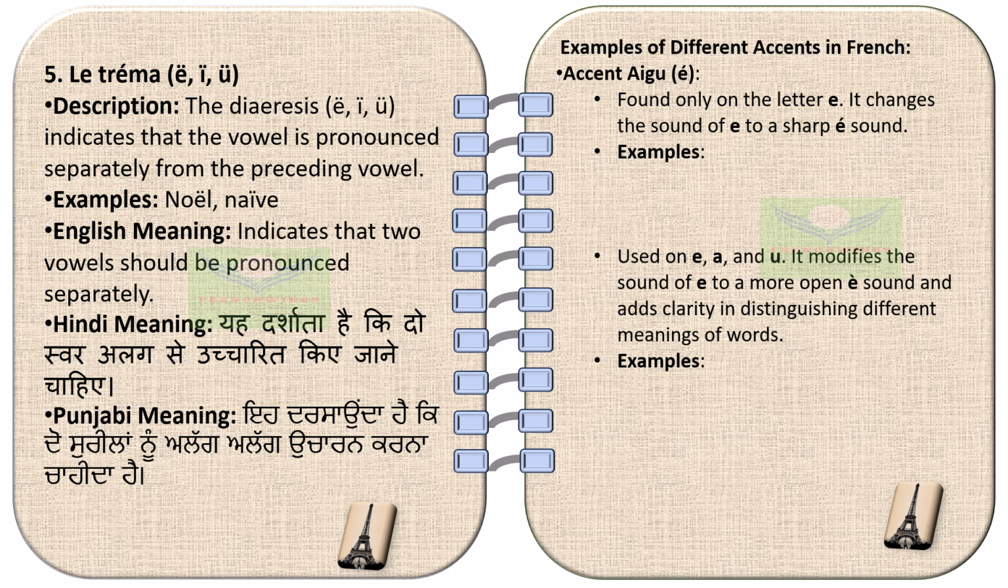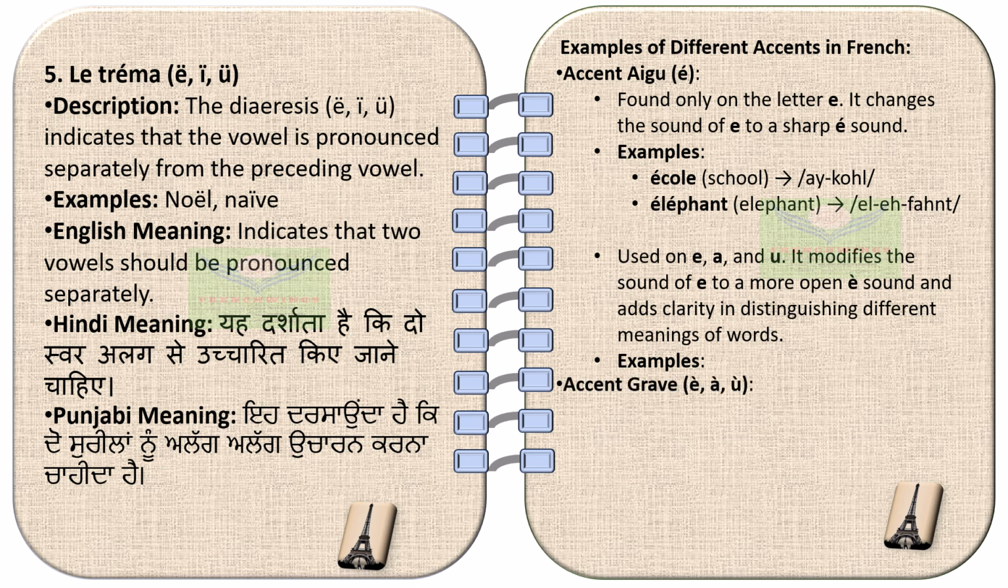Fine. So here you have examples of different accents in French found only on letter E. So the acute accent is found only on letter E. It changes the sound to a sharp A. Okay. Example, école. Fine. Another example, éléphant. Fine. Now we have the grave accent. It changes the sound to A. Fine. So example, père.